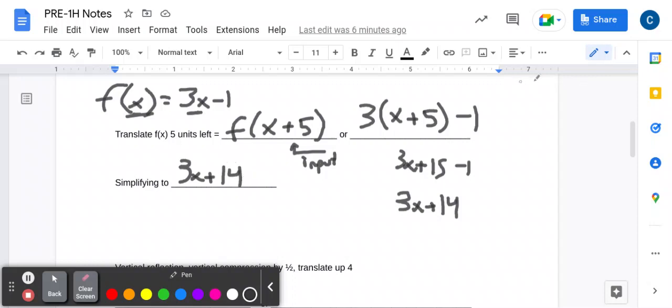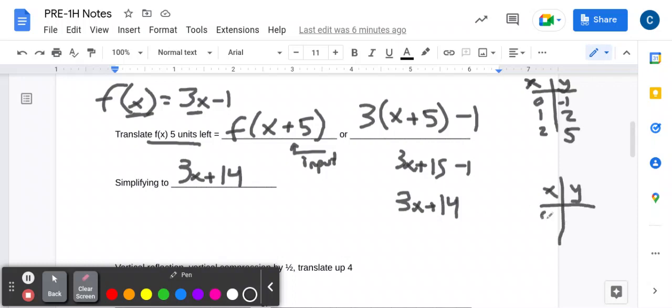Okay, so again, in our original 3x minus 1 function, we had 0, negative 1, we had 1, 2, 2, 5, and so on and so forth, okay? In our new one, when the function is translated 5 units to the left, we have the equation 3x plus 14. Well, how does this look?